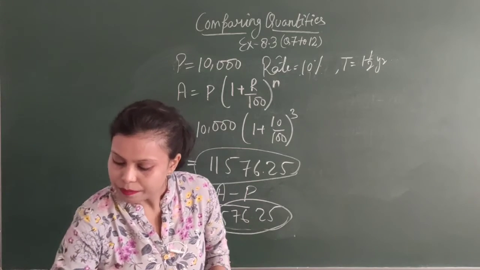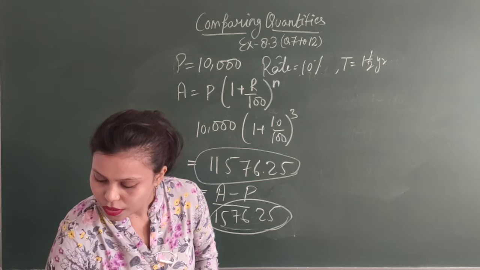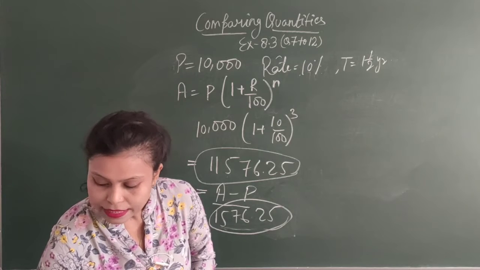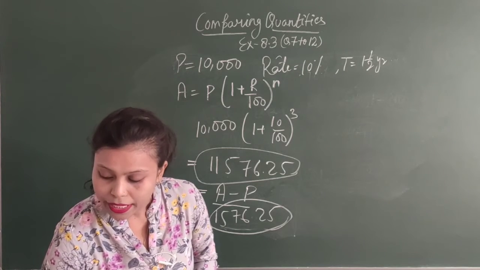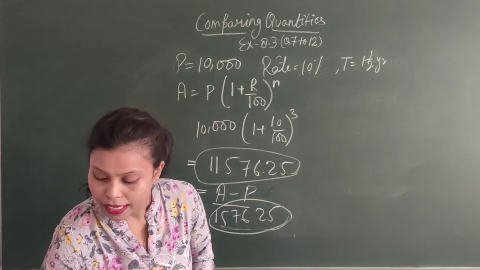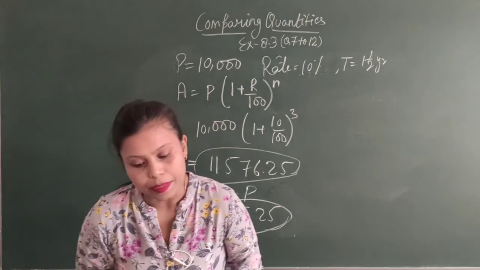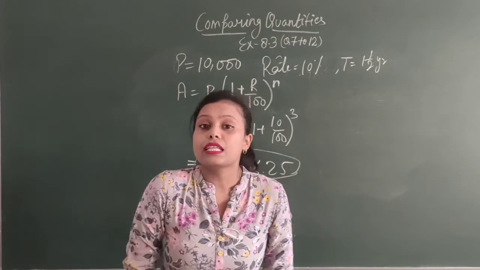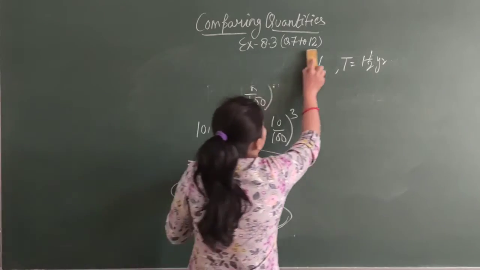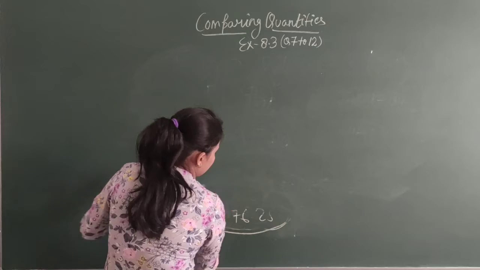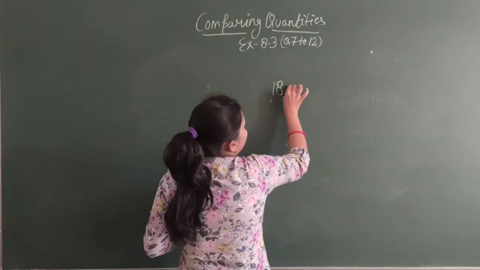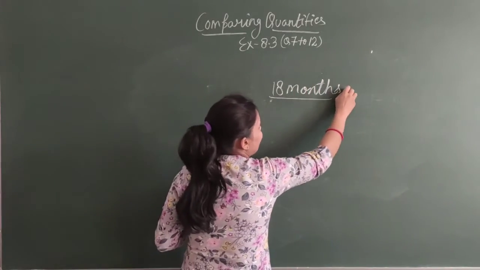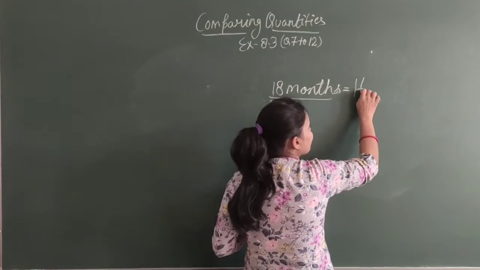So question number 9 is find the amount which Ram will get on rupees 4,096 if he gave it for 18 months at 12.5% per annum, interest being compounded half yearly. 18 months. So what is given in the question? 18 months, right? So 18 months is equal to how many years? That is 1.5 year.